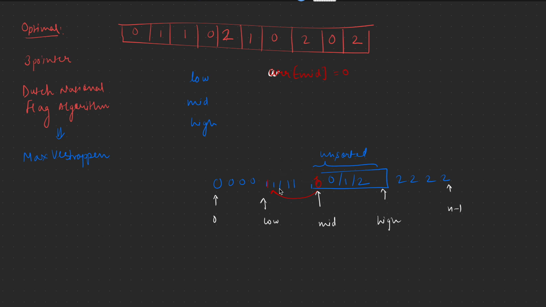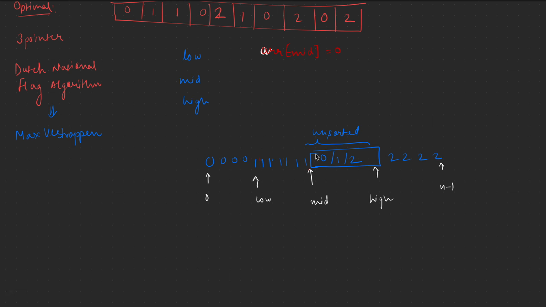Okay, now let's see for another case. Let's keep the array as it is here. Now suppose this is our unsorted portion. Let's suppose instead of getting a 0 here, we get a 1. Now in this case, as you can see, the section is already sorted. We have got zeros followed by ones, so we don't need to do anything. We just need to increase the mid into the unsorted section, and this array will be sorted.